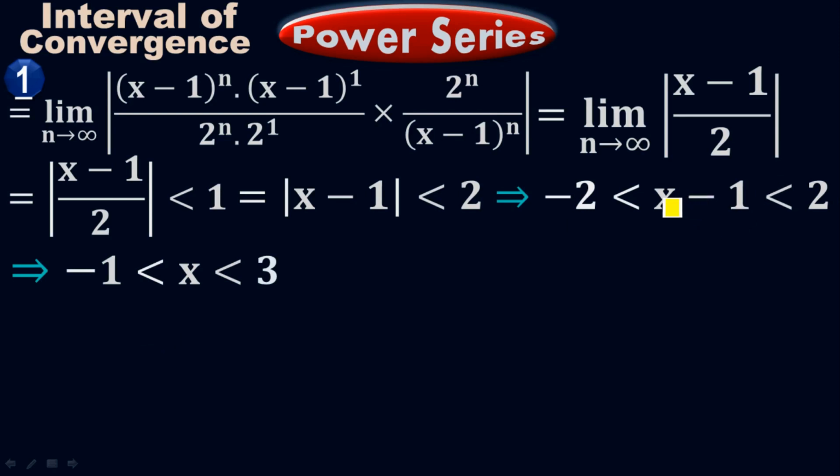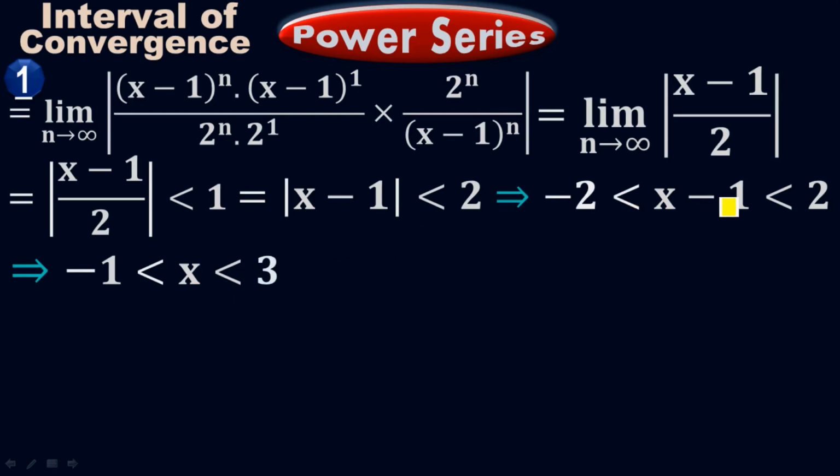Look, as I said, I want to get rid of this negative 1. To get rid of this negative 1, I have to add 1 here. So when I add 1, I will have negative 1 plus 1. Negative 1 cancels with the positive 1. I will be left only with the x here.